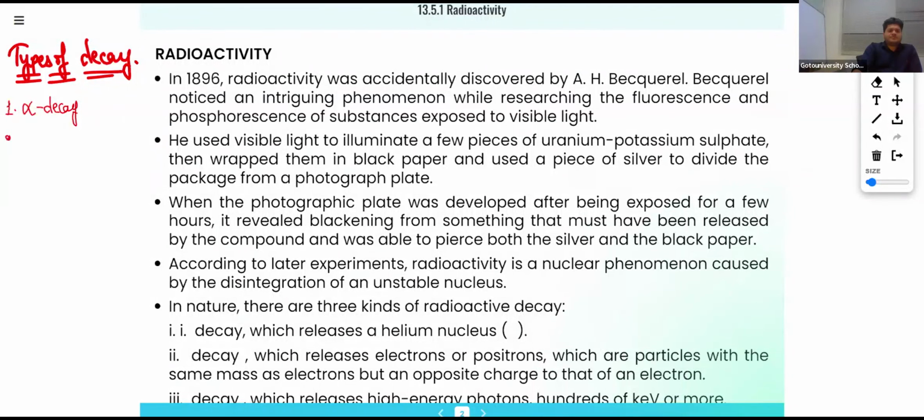Okay. Alpha particle is a helium nucleus. First point, remember, alpha particle is a helium nucleus. Second, mass is equal to 4 atomic mass units, and charge will be plus 2e.